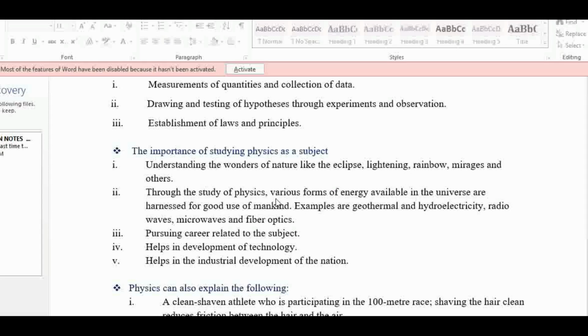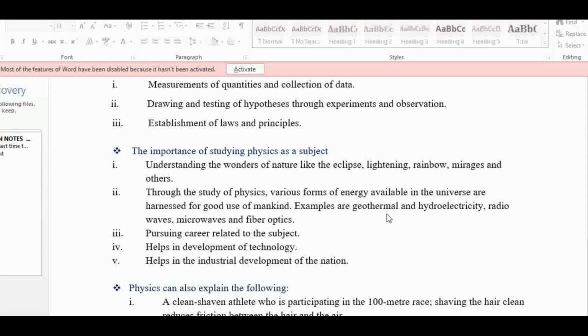Now, through the study of physics, there are various forms of energy available in the universe that can be harnessed for the good use of mankind. We normally have the geothermal energy, we have the hydroelectricity, we have the radio waves, we have the microwaves, we have the fiber optics. These energy are very important, like the hydroelectricity, which is normally used to generate electricity that we use in our homes, that is the AC current. We have the geothermal. These are energy that is tapped from the ground, so as to produce electricity.